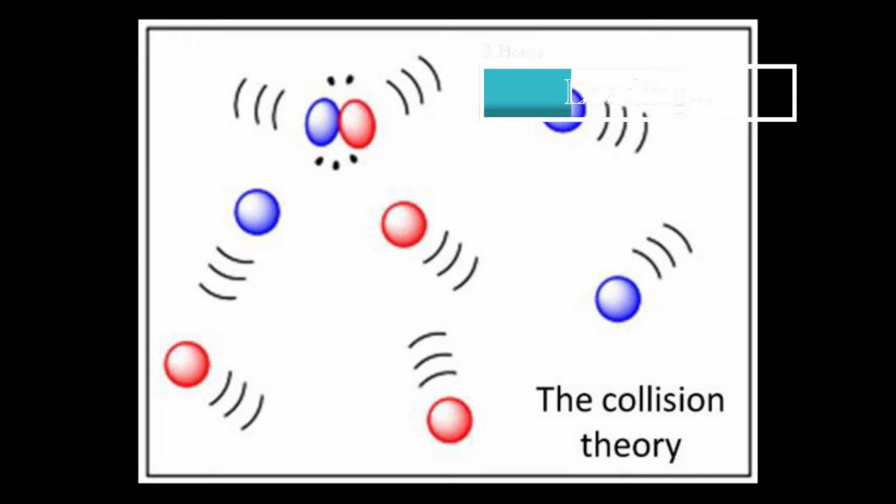These collisions follow something called collision theory, which states that not all collisions are effective, since correct orientation and kinetic energy level is required. That is why we need 3 hours for a sufficient amount of collisions to take place.